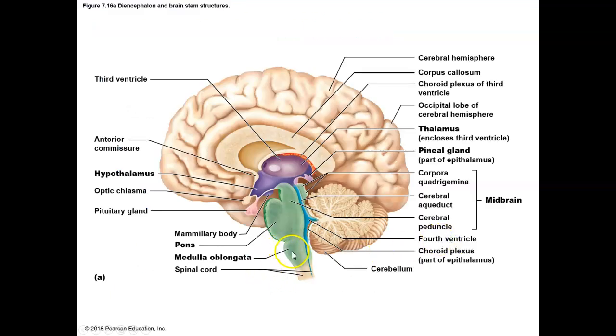And so when impulses for breathing come in, the control centers are in the medulla, but the pons will send signals to increase or decrease the breathing rate depending on what type of information the pons is getting.